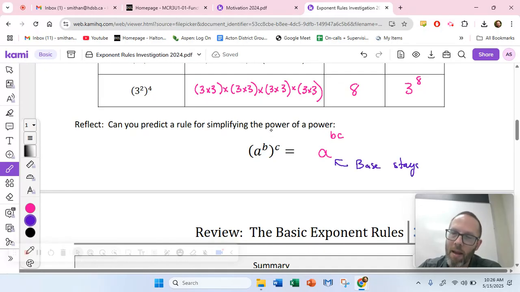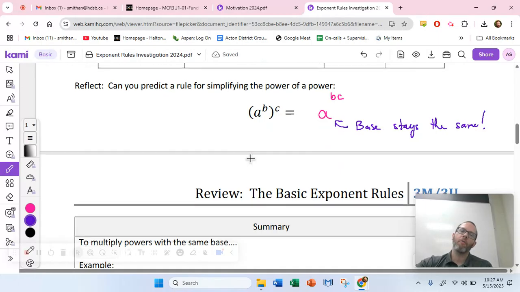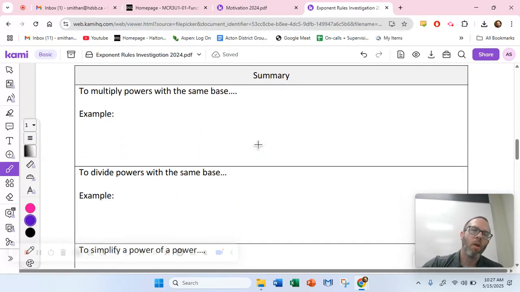Add this little note. Base stays the same. All right, so there we go. We've basically condensed a whole lesson from grade 9 into 5 minutes there. Let's do a little summary, let's do some easy examples, make sure we're rock solid, and then we'll take it to the next level a bit and talk about what's expected for you guys as grade 11 math students. So a little summary. To multiply powers with the same base, you add the exponents.